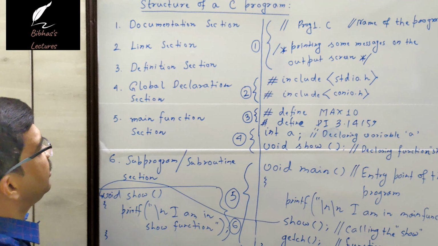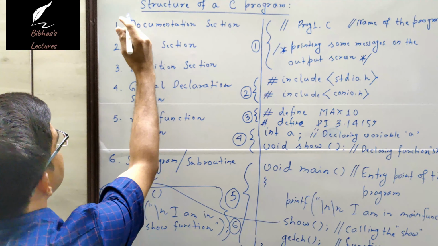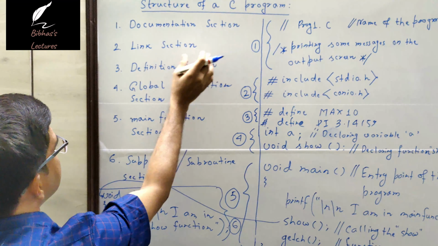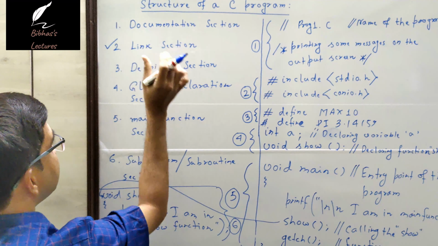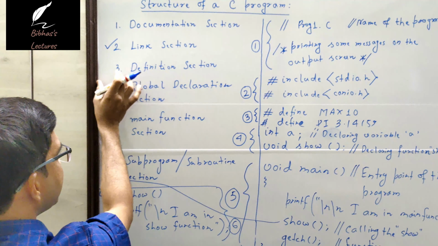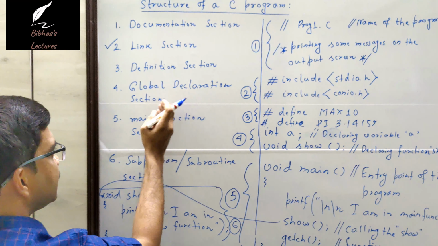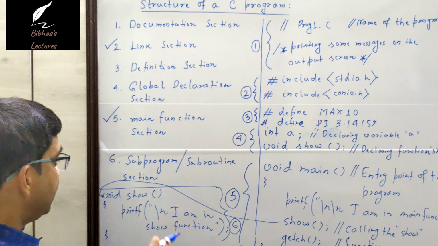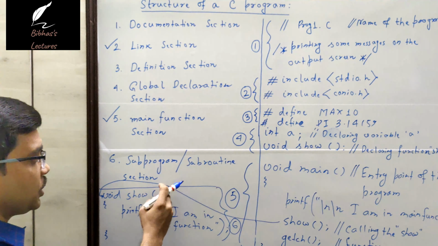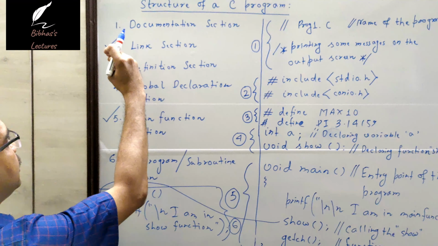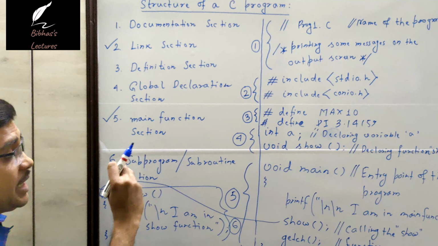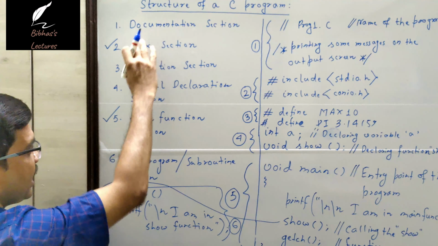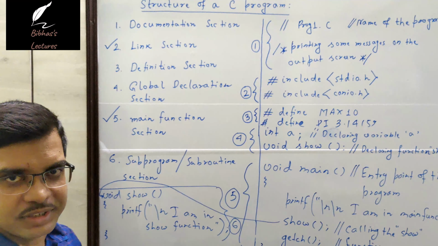Here the documentation section is optional, not mandatory. The link section is mandatory. The definition section is not mandatory, it is optional. The global declaration section is also optional, and the main function is mandatory. The subprograms or subroutine section is also optional. So two mandatory things are there to write any C program: one is the link section and the other is the main function section.